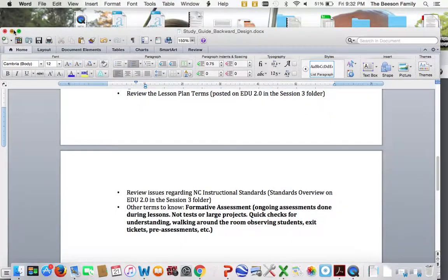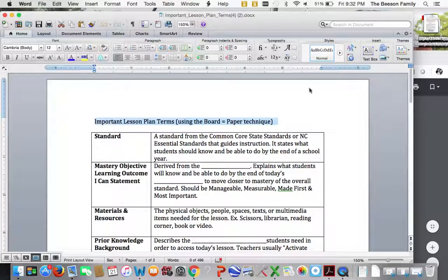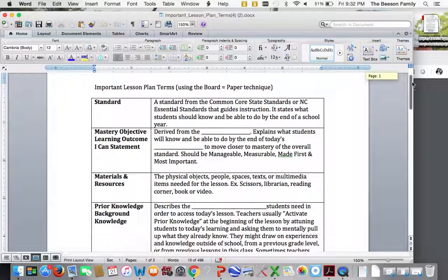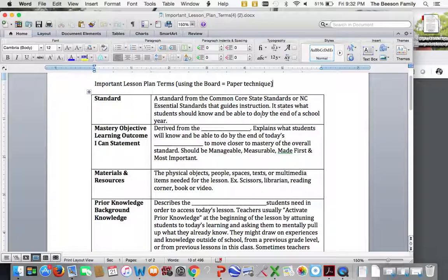Now this was a fill-in-the-blank document that we didn't get to fill in, so I'm going to briefly go through this. We know that a standard comes from the Common Core or Central Standards, and there's some new standards that have been passed that might replace Common Core, but we know the standard is larger. It is what we want them to know and be able to do, but it's broader, not as specific as the mastery objective. Mastery objectives are derived from the standard.